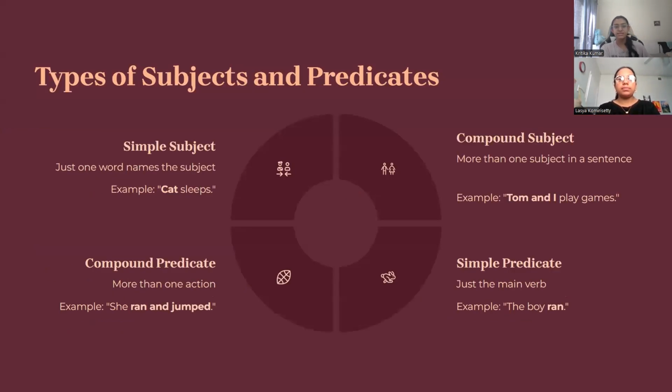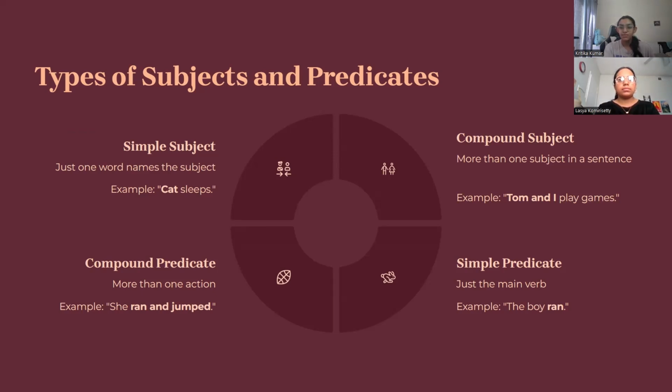Yep, and now we're going to see types of subjects and predicates. So there's a simple subject, which is just one word that names the object. For example, cat sleeps. We did talk about this before. For this, the subject would be cat, and it's a simple subject because it's just one word that names the subject.